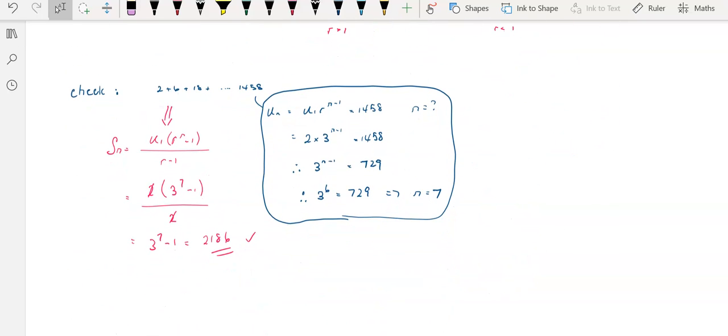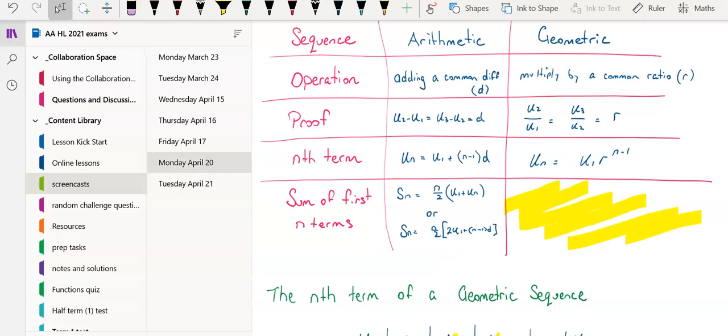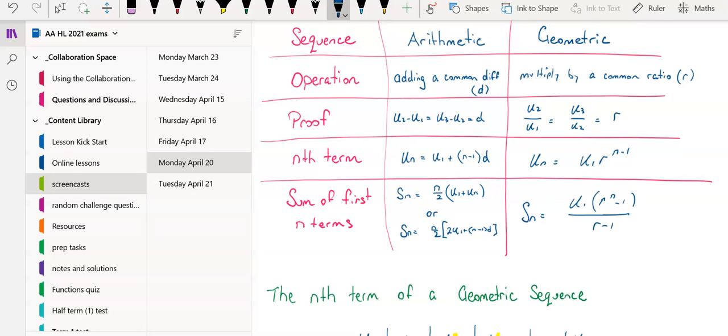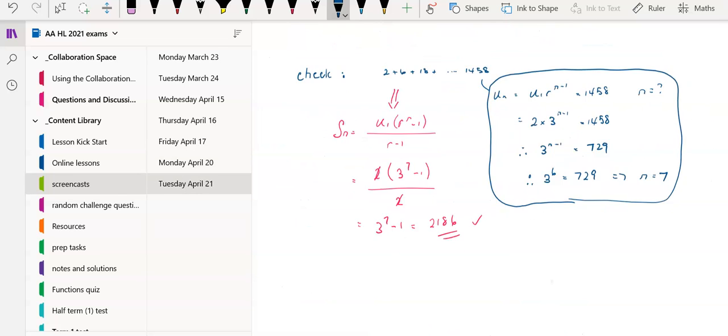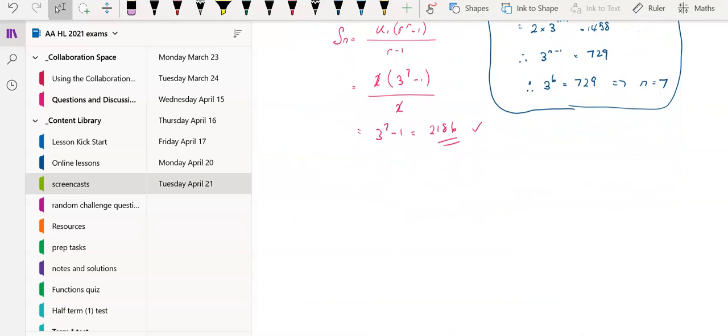Okay, so here we go. We can now go back to our notes, and we can fill in that this sum to n terms here is u1 r to the n minus 1 over r minus 1. There is one more. We need to find our infinite sum for a geometric, so we're going to leave space for one more geometric result here, but that fills in the table so far. Okay, let's have a look at another example.